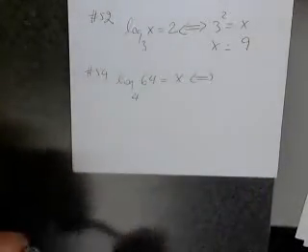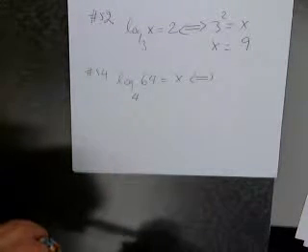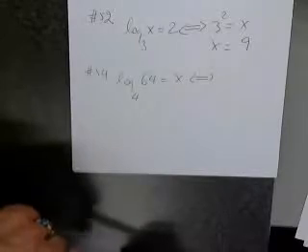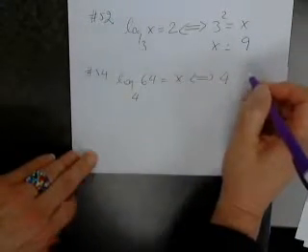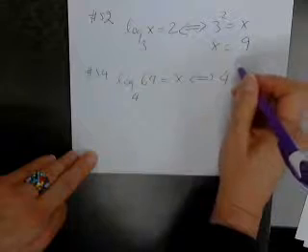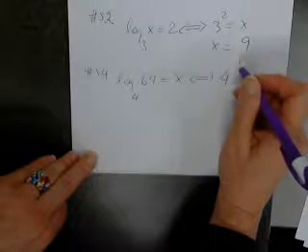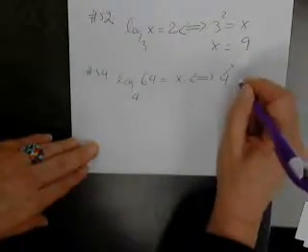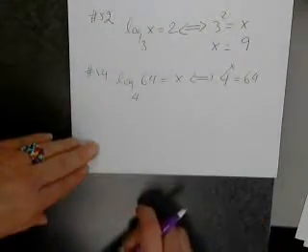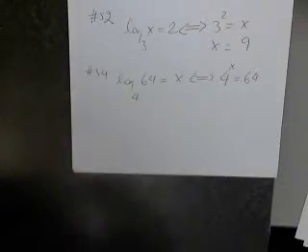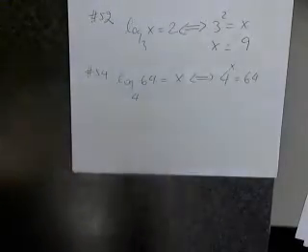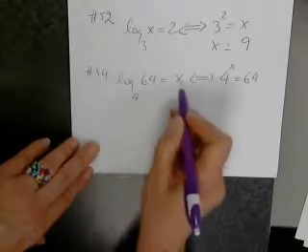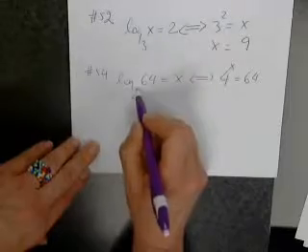4 raised to the power x equals 64. Okay, I'm sorry, I thought you said 4 times x. Okay, very good. I'm not saying that Aaron said that, but please do not ever say 4 times x equals 64. It's 4 raised to power x equals 64.